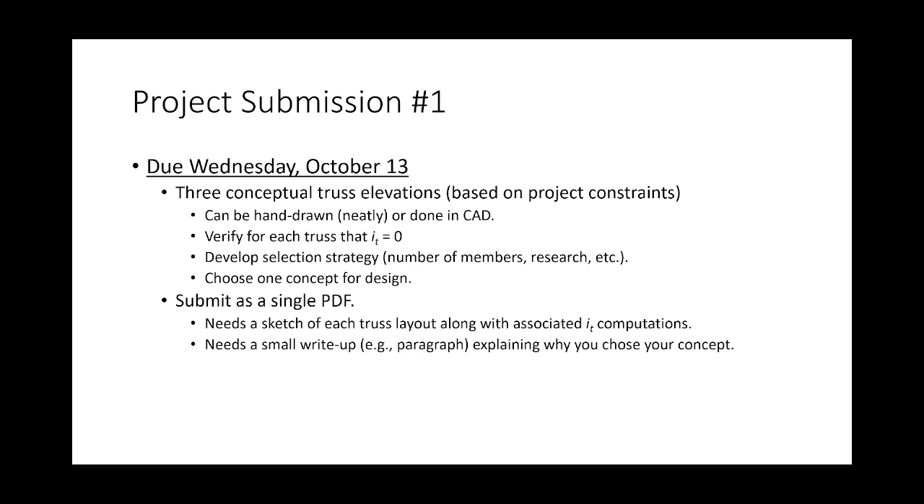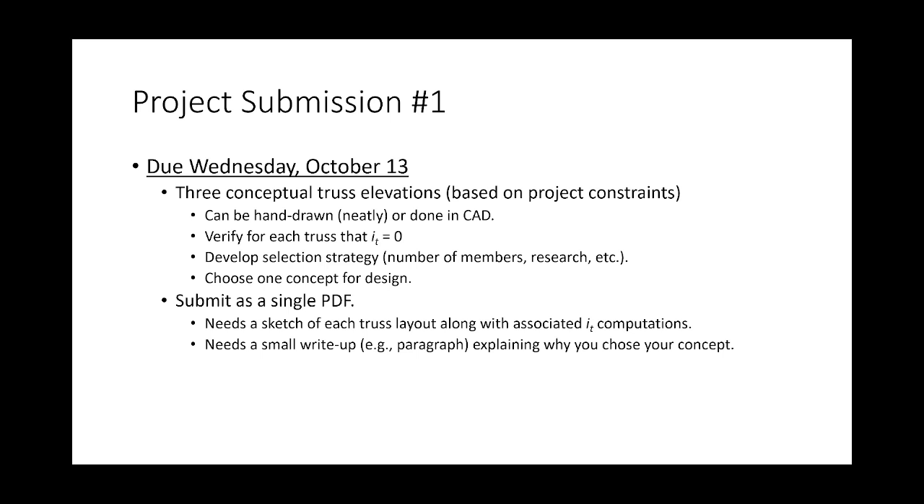So you're going to come up with 3 truss elevations and choose one and tell me how you chose it, okay? You can draw these hand-drawn neatly, so no rough sketches. If you're going to do it by hand, use straight edges, etc. And I want you to submit a single PDF, okay?